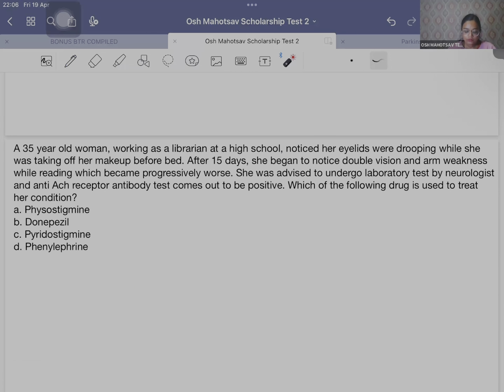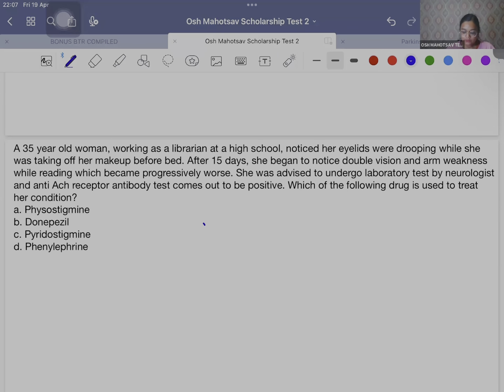A 35-year-old woman working in a library at a high school noticed eyelid drooping while she was taking off her makeup before bed. After 15 days, she began to notice double vision and weakness while reading, becoming progressively worse. She was advised by a neurologist to undergo laboratory tests, anti-acetylcholine receptor antibody.